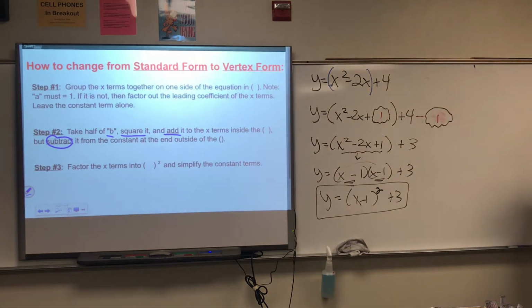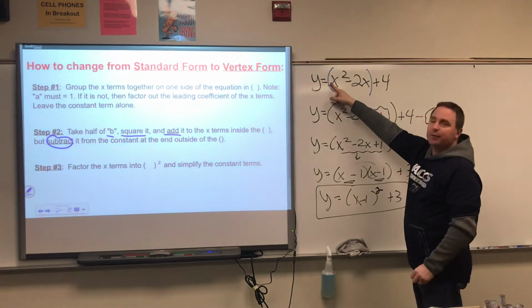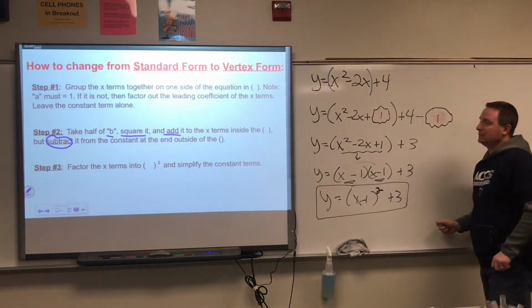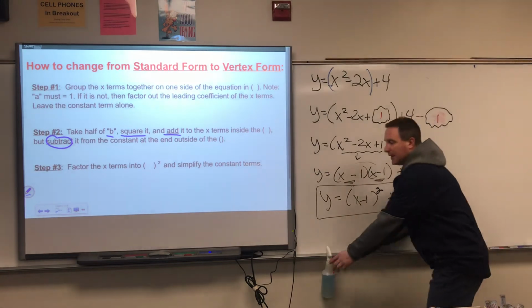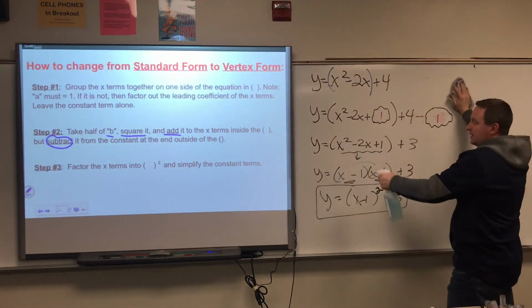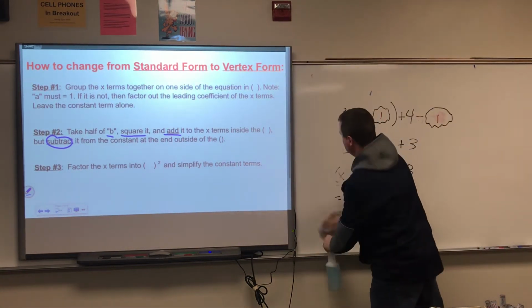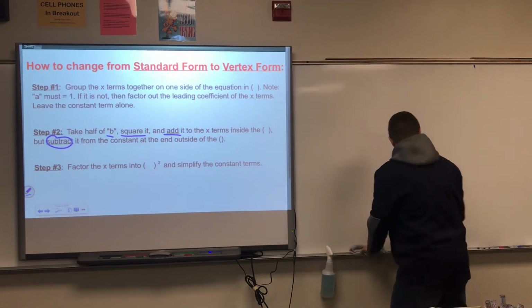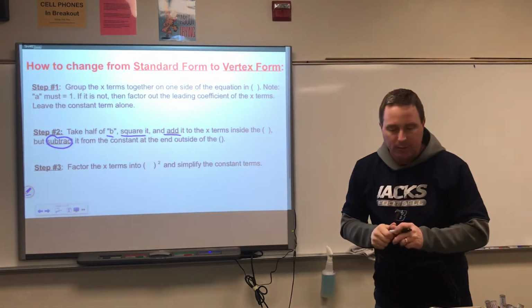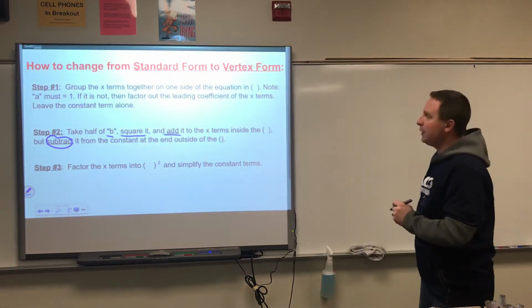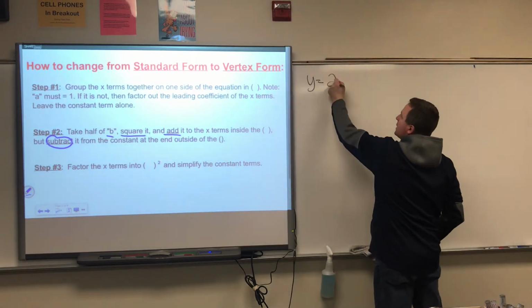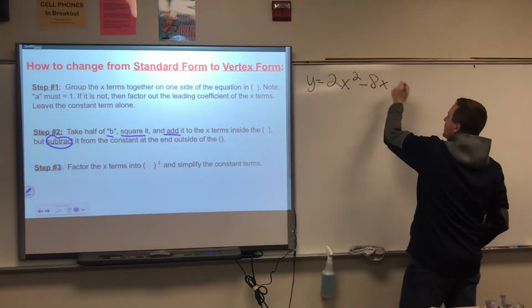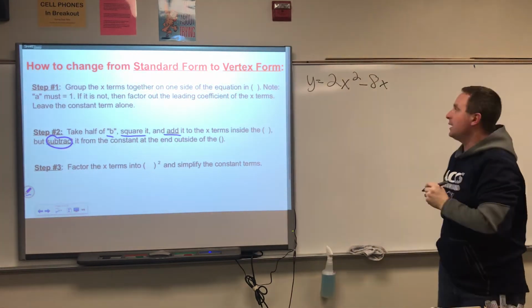All right, so hopefully it's not too terribly bad. But the nice thing about these first 2 problems is there wasn't a number in front of the x squared. Well, that brings us to our next example. What if there is a number in front of the x squared? Let's try one of these where we have something going on out there. What if I had y equals 2x squared minus 8x plus 3?